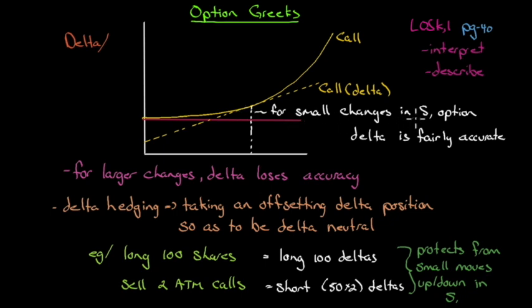So for small changes in S, the option delta is fairly accurate. For larger changes, delta loses accuracy.